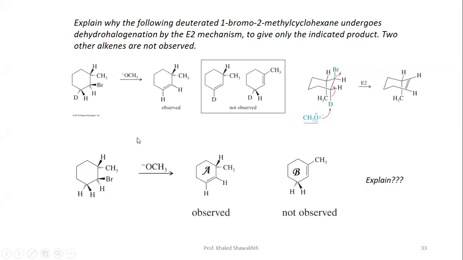مين اللي ممكن أعملها abstraction؟ الديتيريوم. ما هي الديتيريوم؟ ايزوتوب للهيدروجين. الديتيريوم is anti بالنسبة للبي ار، إذا I can abstract الديتيريوم. إذا وين راح تتكون الدبل بوند؟ هون. أوكي؟ فراح تتكون الدبل بوند هون، والديتيريوم هي اللي راح يصير لها abstraction.